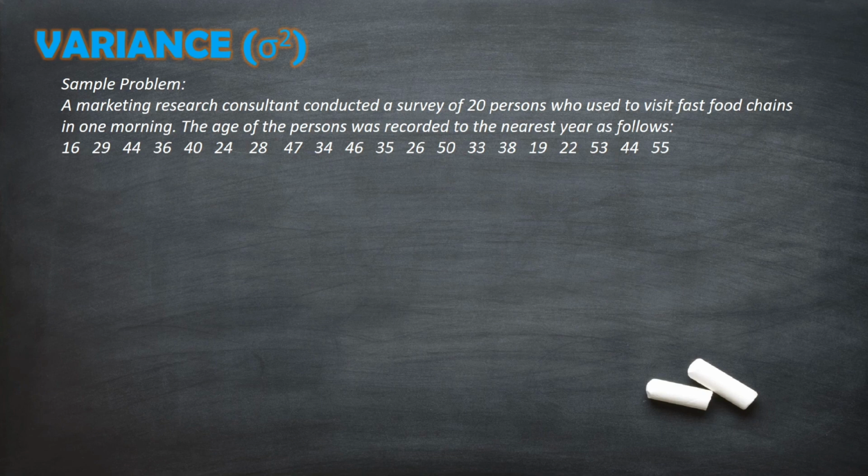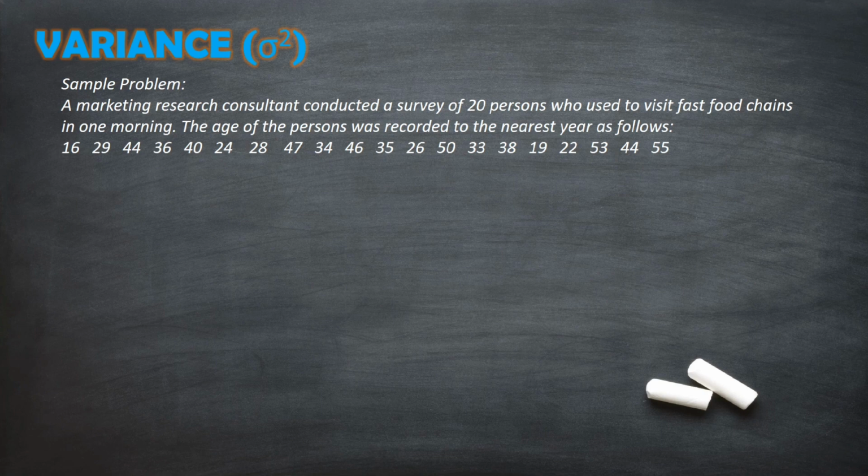A marketing research consultant conducted a survey of 20 persons who used to visit fast food chains in one morning. The age of the persons was recorded to the nearest year as follows. We have 16, 29, 44, 36, 40, 24, 28, 47, 34, 46, 35, 26, 50, 33, 38, 19, 22, 53, 44, and 55.